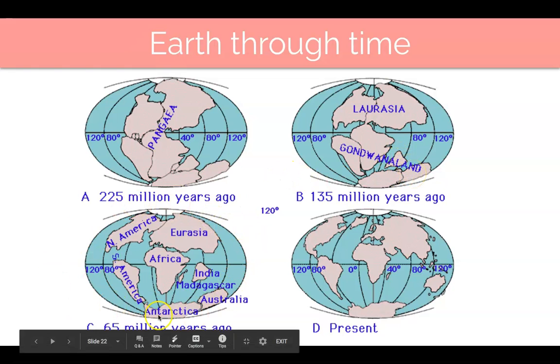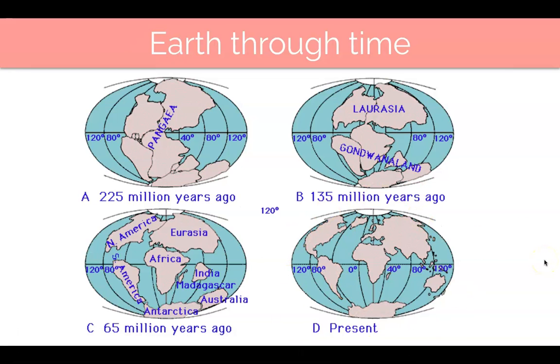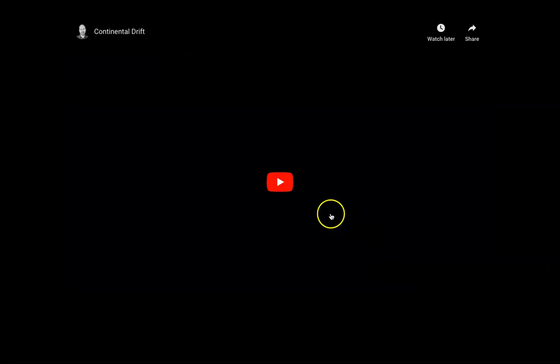Then about 65 million years ago, you see the continents are starting to look more like what we know today: South America, North America, Eurasia, Antarctica, Australia, and India. And then the present day formation of those continents. So the continents are still moving over time. All right, so we're going to watch this video.